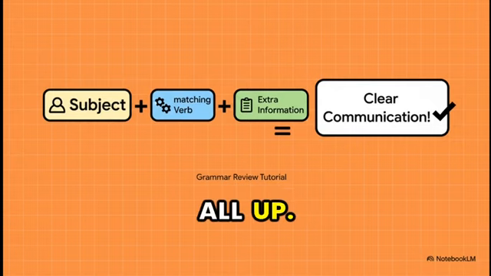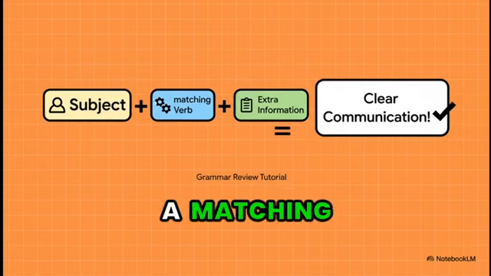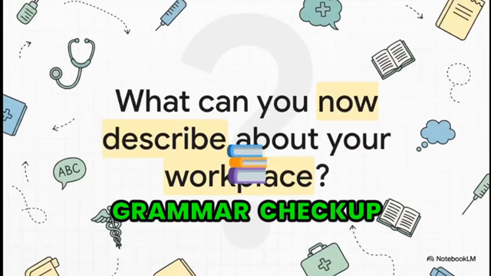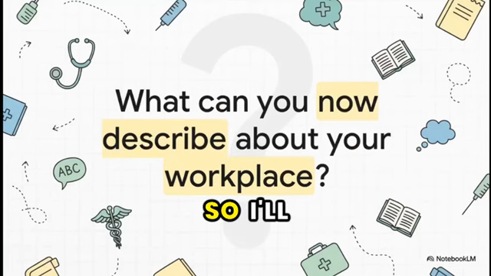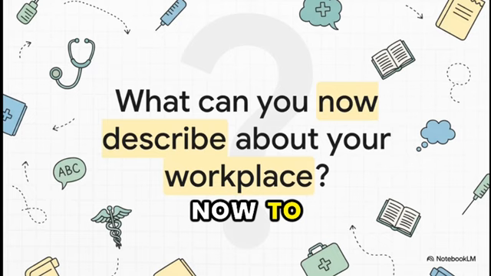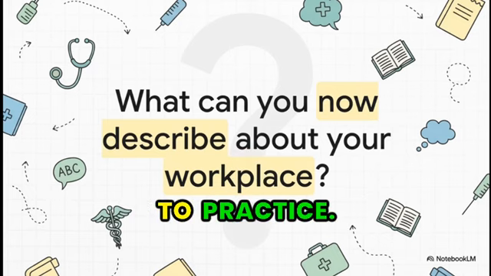So let's wrap it all up. If you can remember this one basic formula, subject plus a matching verb plus your information, you'll be able to create endless, clear, and accurate sentences in English. And that is our grammar checkup complete. So I'll leave you with a final thought to take with you. Using these simple rules we just went over, what's one new sentence you can create right now to describe your job or your workplace? You know, the best way to learn is to practice.